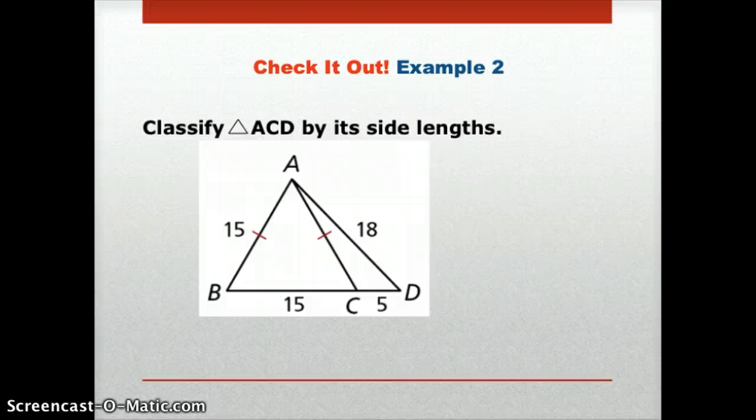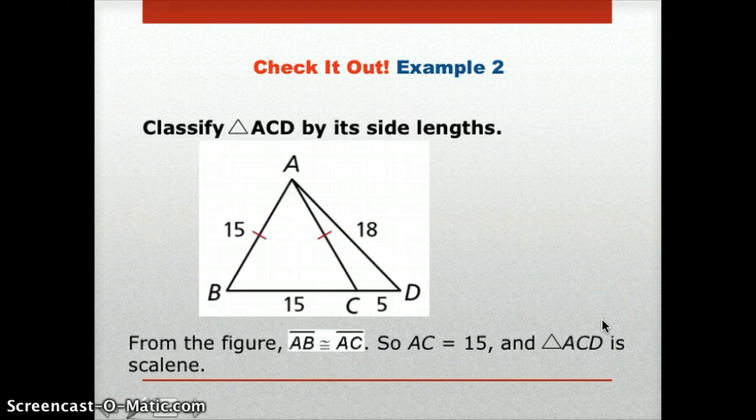New picture, ACD, this triangle, if we connect AC and D, I've got 5, I've got 8, and I only have one dash, which says it's the same as BC, or AB is the same as AC. So I've got 15, 5, and 18, all different, so that triangle is scalene.